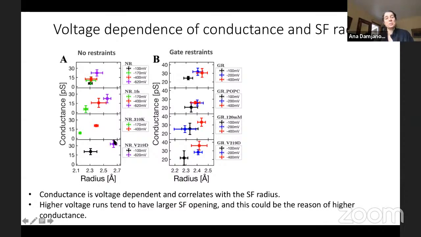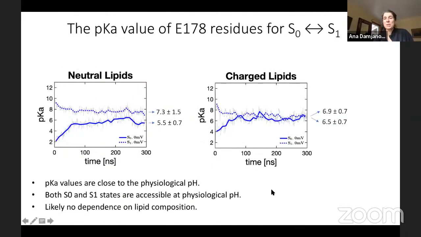So slightly higher radius, but the conductance is also slightly higher. So one has to be careful when doing those simulations at higher voltages, because they can slightly bias the simulations and the conductance values. And then we also looked at the pK values.